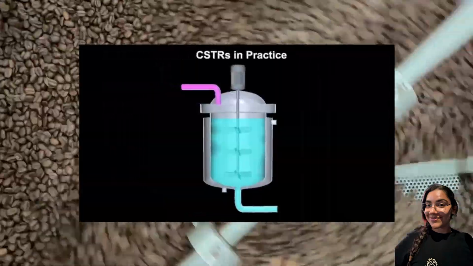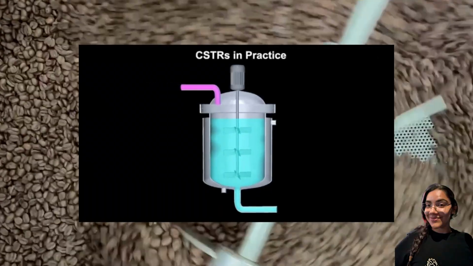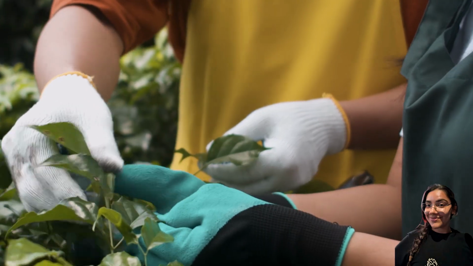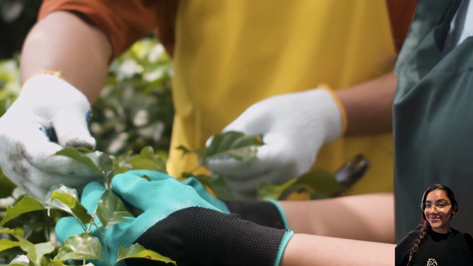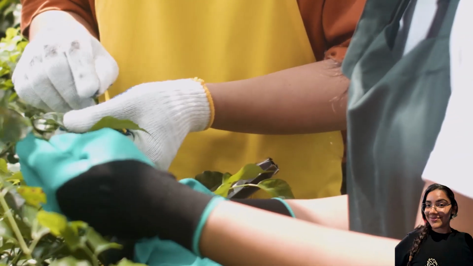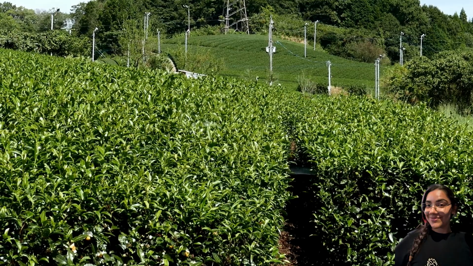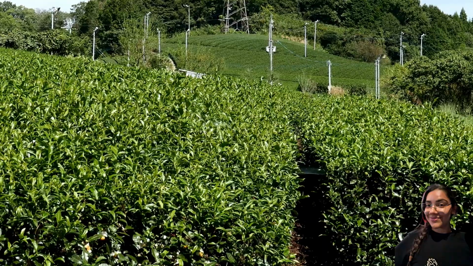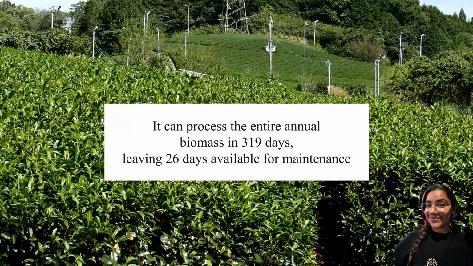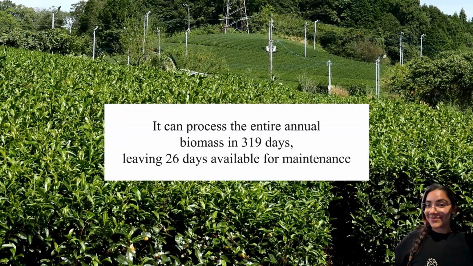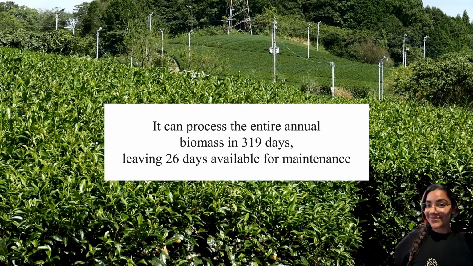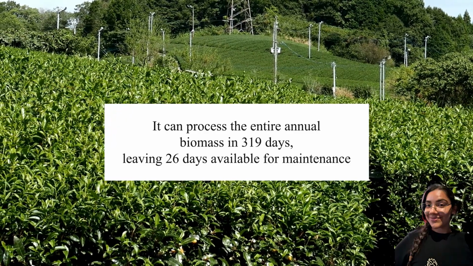The CSTR, however, needed only 64 liters because it works continuously at the maximum feasible concentration of 80 grams per liter. It avoids viscosity problems and maintains a stable reaction rate. It can process the internal biomass in 319 days, leaving 26 days available for maintenance.